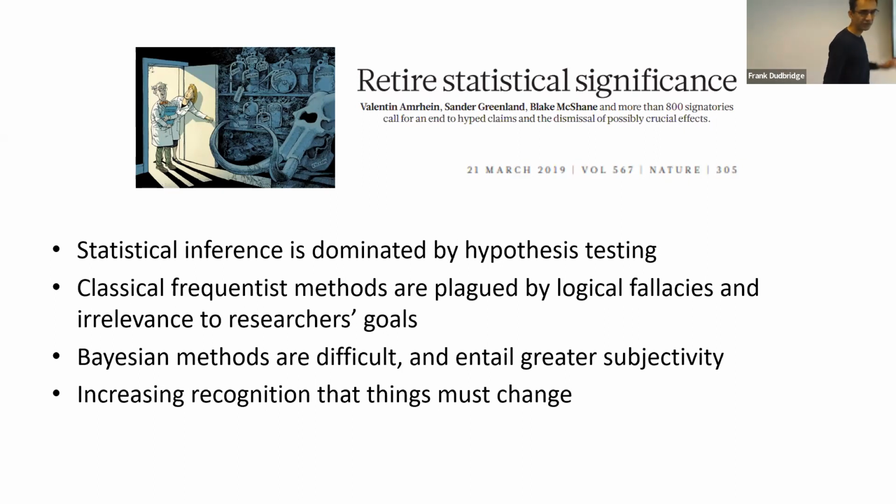So the Bayesian approach is the alternative, but they are difficult. They're mathematical, they're complicated, and then there's more subjectivity involved. So you and I will never get the same result. So these are the standard ways of doing things, but there's this increasing recognition that something has to change.